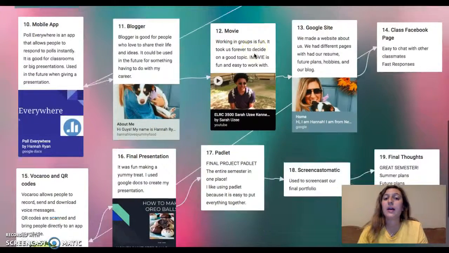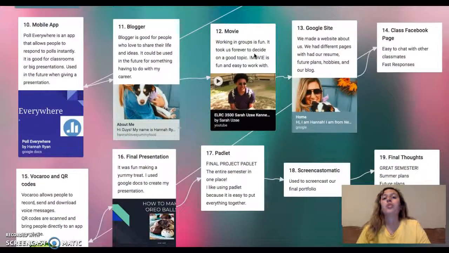Next, we created an iMovie in groups. I think working in groups was very effective because we were able to all work together and we were all able to throw our ideas out there. It took us forever to decide on a good topic because we wanted to make sure our topic was good and would entertain the class. So we decided to ask people what the funniest joke they knew by heart was.